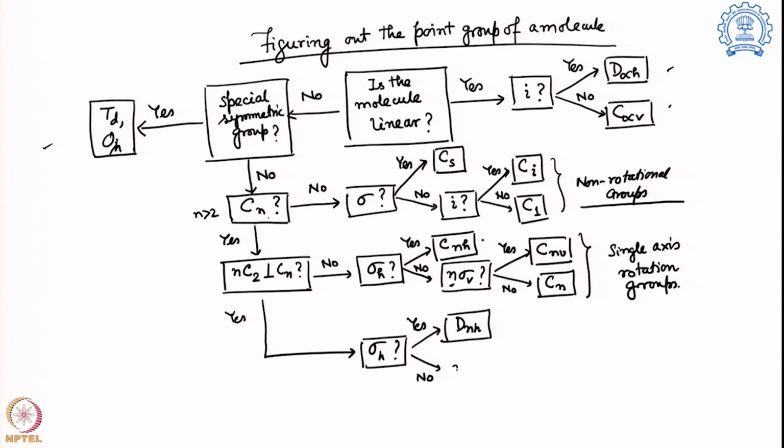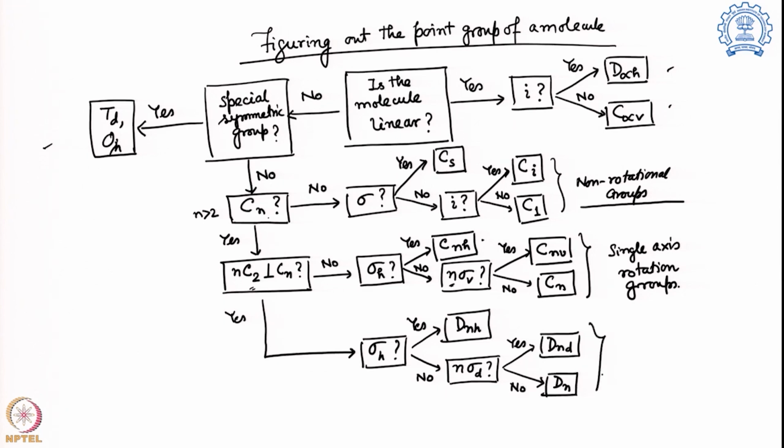Then the next question is, do you have a number of sigma d's, if it does not contain the sigma h? Here I am writing sigma d because all the sigma v present in this molecule will be bisecting these C2s, which are perpendicular to Cn. So, that is why there will be all sigma d's. So, again it will have a number of sigma d's or nothing. If it has them, then it belongs to point group Dnd. If none, then it belongs to the point group Dn.